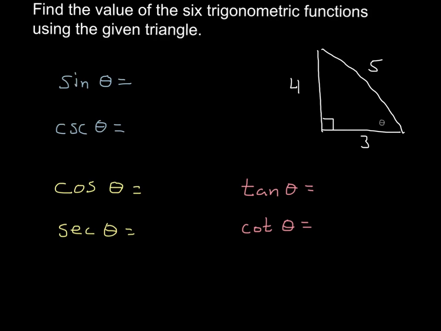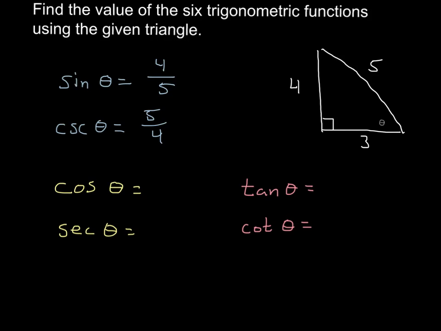And so when I look at this, I want to find the sine of theta. Well, I know by SOH-CAH-TOA, sine is opposite over hypotenuse. The length of the opposite side on this one is 4. The length of the hypotenuse is 5, so the sine of theta in this case is 4/5. Because the cosecant is the reciprocal of that, I know the cosecant is going to be 5 over 4.